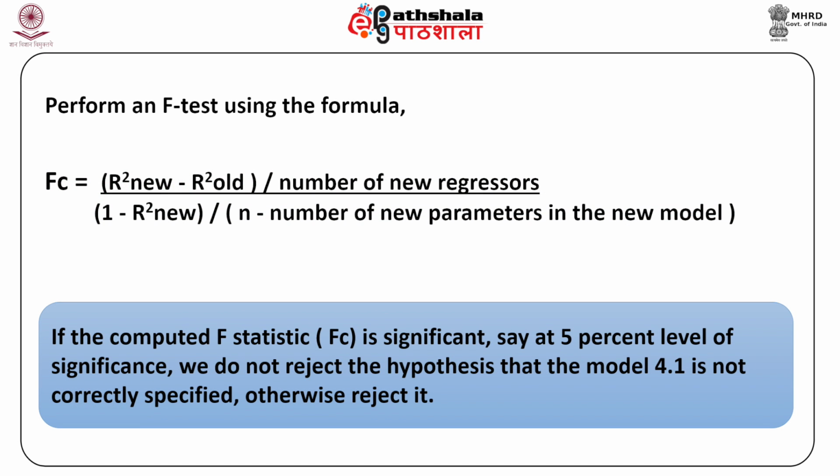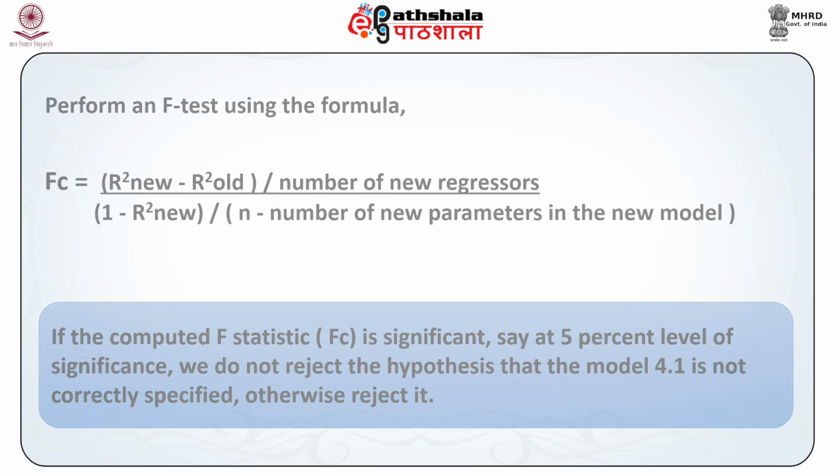Perform an F test using the formula Fc is equal to R square new minus R square old divided by the number of new regressors, divided by 1 minus R square new divided by n minus the number of parameters in the new model. If the computed F statistic Fc is significant, say at 5% level of significance, we do not reject the hypothesis that the model 4.1 is not correctly specified, otherwise reject it. One advantage of using the RESET test is that it is easy to apply, but at the same time it only tells us that the model is not correctly specified. It does not help in choosing a better alternative.